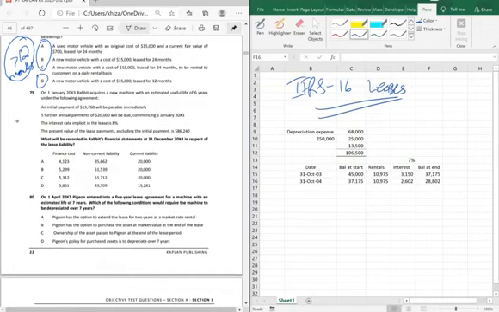On 1st January 2023, Rabbit acquires a new machine with an estimated useful life of 6 years and the following agreement. An initial payment of 13,760 will be payable immediately. 5 further annual payments of 20,000 will be due. The interest rate implicit in the lease is 8%. The present value of the lease payments, excluding the initial payment, is 86,240. What will be recorded in Rabbit's financial statements at 31st December 2024 in respect of the lease liability? I want you all to pause the video, try this, and confirm the answer with my working.